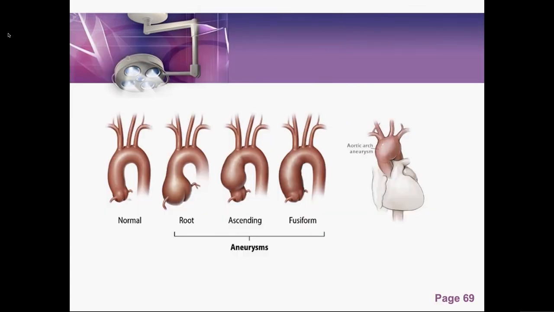Surgery depends on the segment of the aorta that is involved. There can be isolated dilatation of the root or ascending aorta, or combined dilatation of the root and ascending aorta, or dilatation of the aortic arch. Thoracoabdominal aneurysms are usually dealt with by the vascular surgical team.